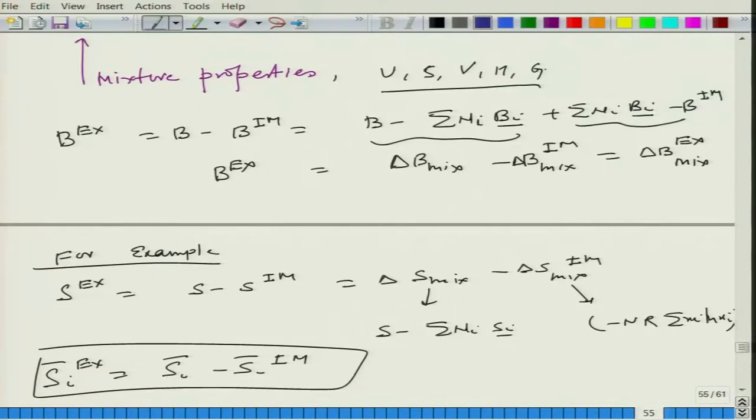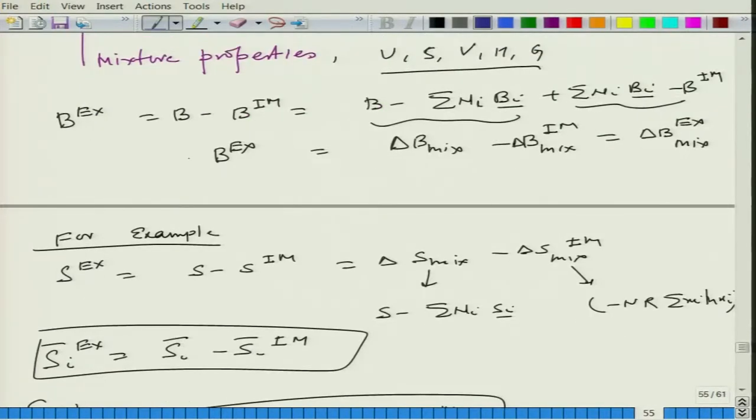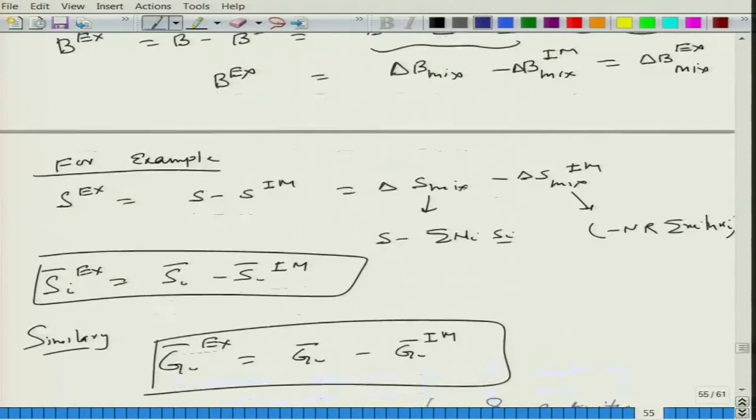Welcome back. In the last class, we introduced a function called the excess function, which is going to be relevant for the liquid phase. The definition was very simple. It is the difference of any property with respect to that property in the ideal mixture. This could be any property, as I said: U, S, V, H, and so on. So we said that B excess can be defined as B minus B ideal mixture, and this further can be shown to be delta B mix minus delta B mix ideal.